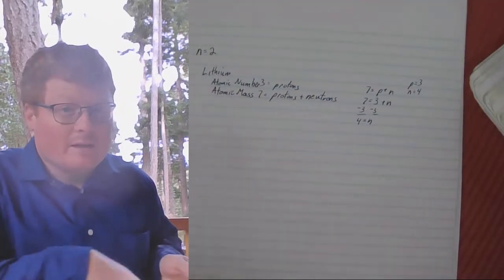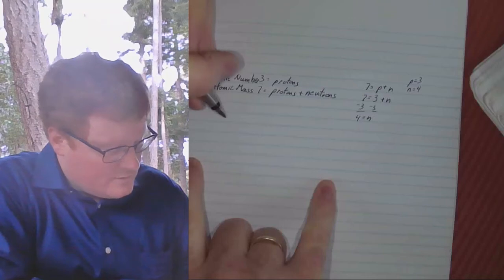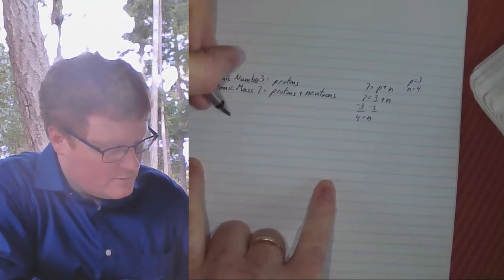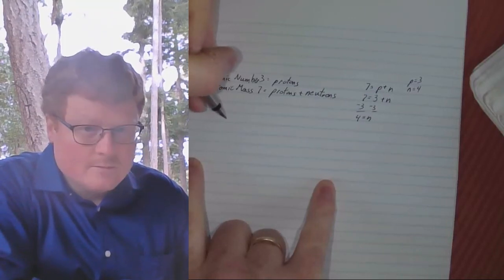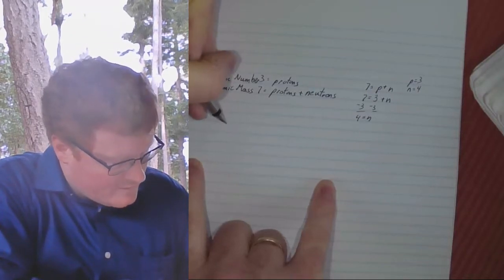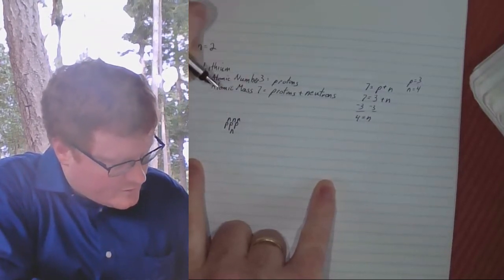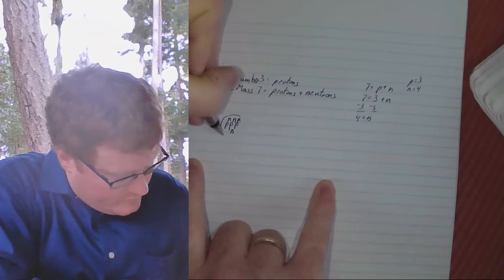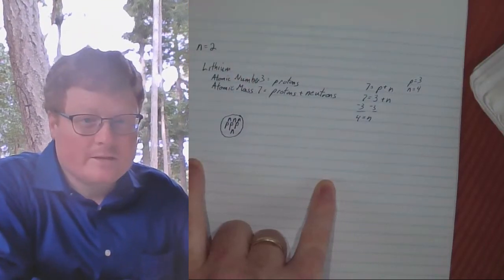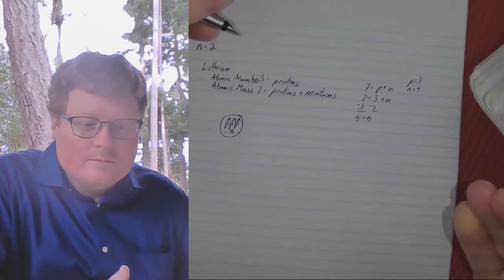All right, let's draw my lithium nucleus. Nucleus. Proton, proton, proton, neutron, neutron, neutron, neutron. Draw a beautiful circle around there. All right, I'm in row 2.